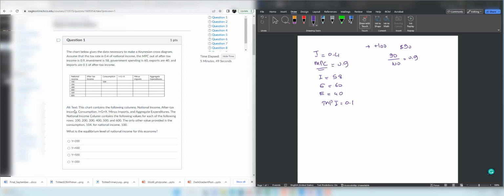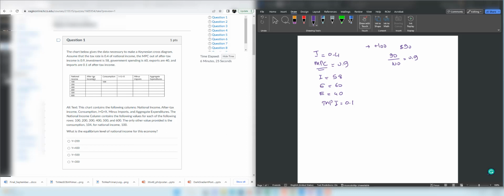Let's read the alt text 2. This chart contains the following columns: national income, after-tax income, consumption, I plus G plus X minus imports, and then aggregate expenditures. The national income column contains the following values: 100, 200, 300, 400, 500, and 600. The only other value provided is consumption for the national income level of 100, which is 104. So we need to find the equilibrium level of national income for this economy.